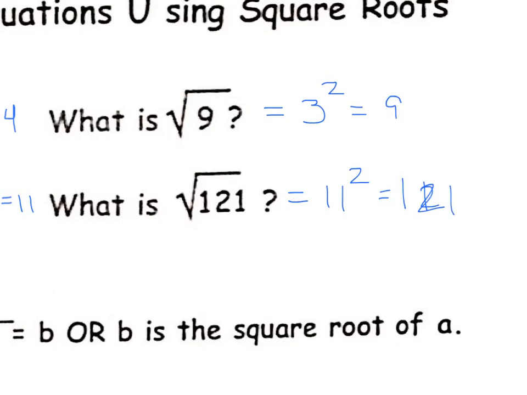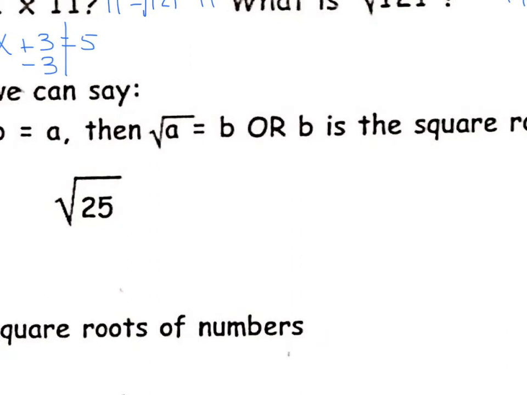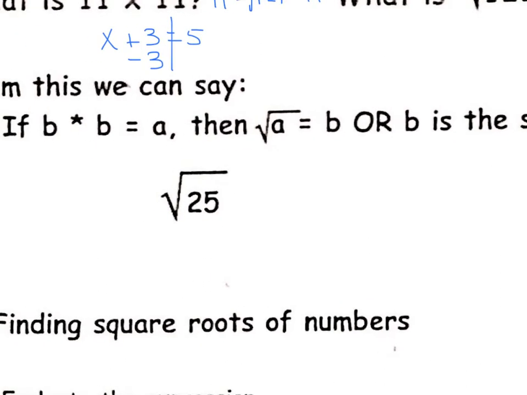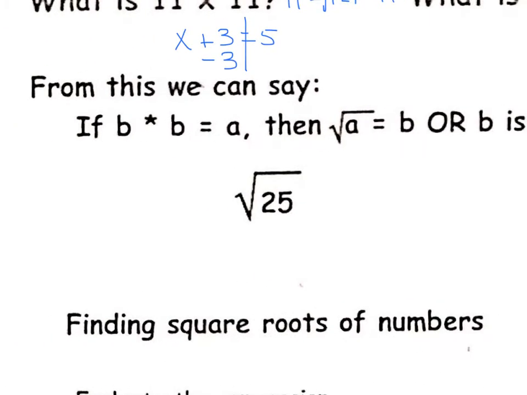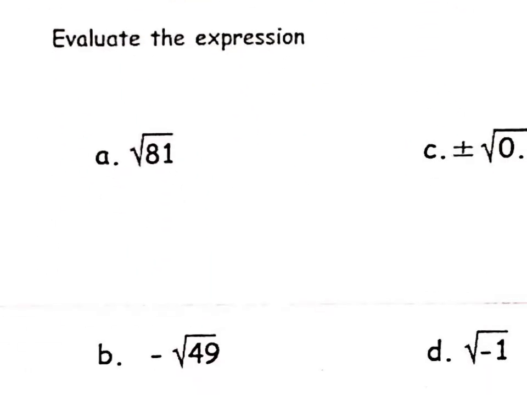So how does that help us in solving? Again, what that means is that if b times b is some number, then if I square root that number, I would get the b back. So how does it help us solve?